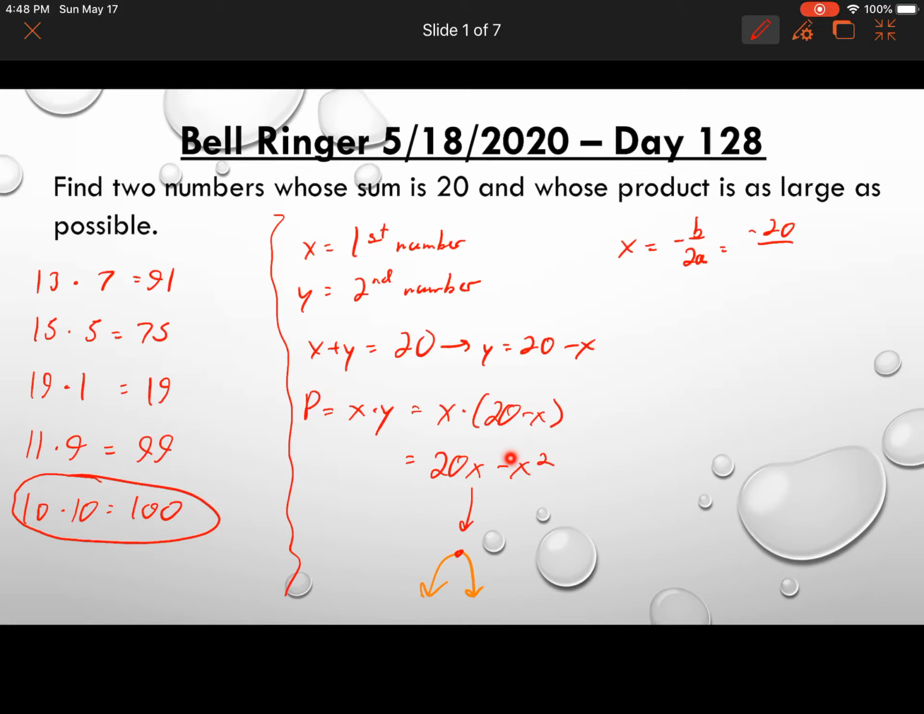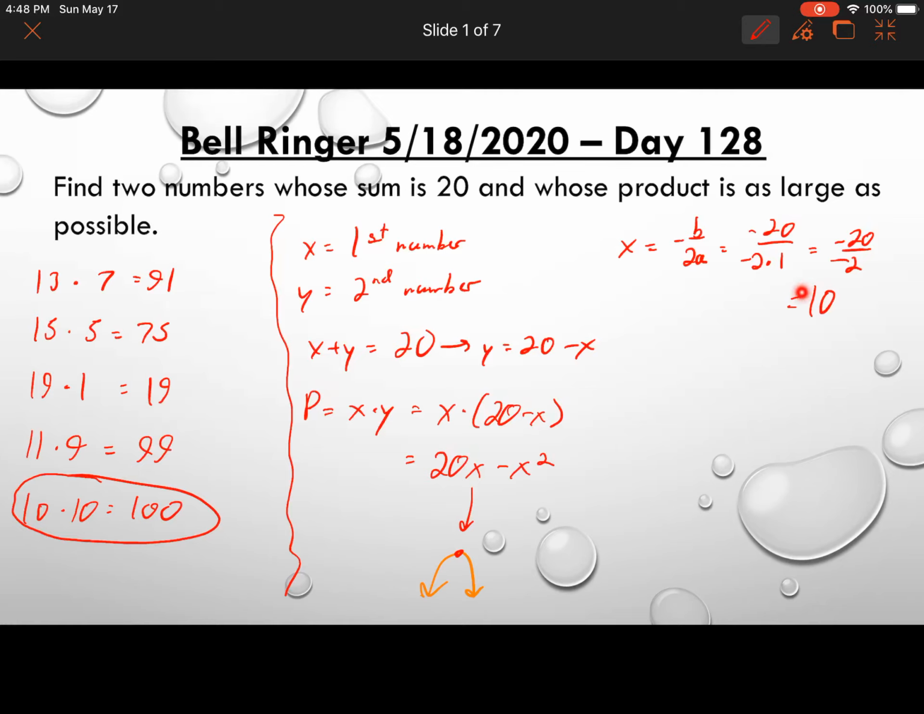We have that invisible 1 there, right? Since it has no coefficient, it means it's 1. So we get 2 times 1. Negative 20 divided by negative 2 is positive 10. So there we go. That is the x-coordinate of our vertex, and that just happens to be our first number.